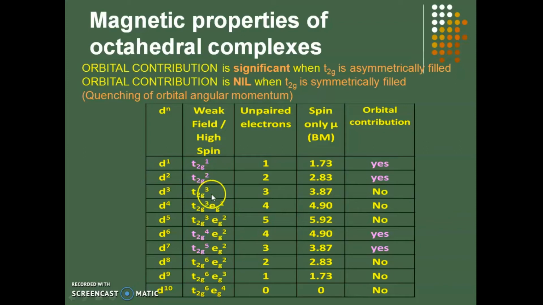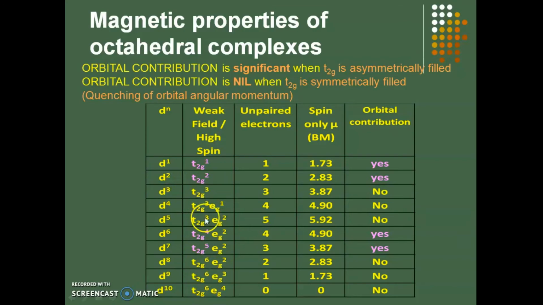Now when T2G3, all three orbitals in the T2G set are singly occupied. Which means that the electrons or the orbitals cannot be interconverted, because all the three orbitals are filled with electrons of the same spin. So that is what was referred to in the previous slide also. The orbital contribution is nil, or we say that the orbital angular momentum is quenched when T2G is symmetrically filled. So this is what T2G3 or T2G6 refers to.